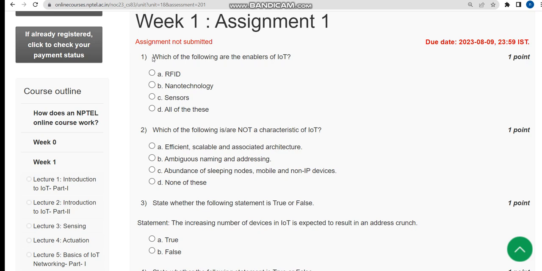First question: which of the following are the enablers of IoT? For the first question, the correct answer is all of this: RFID, nanotechnology, and sensors. That means option D, all of this. Now let's move on to the second question.